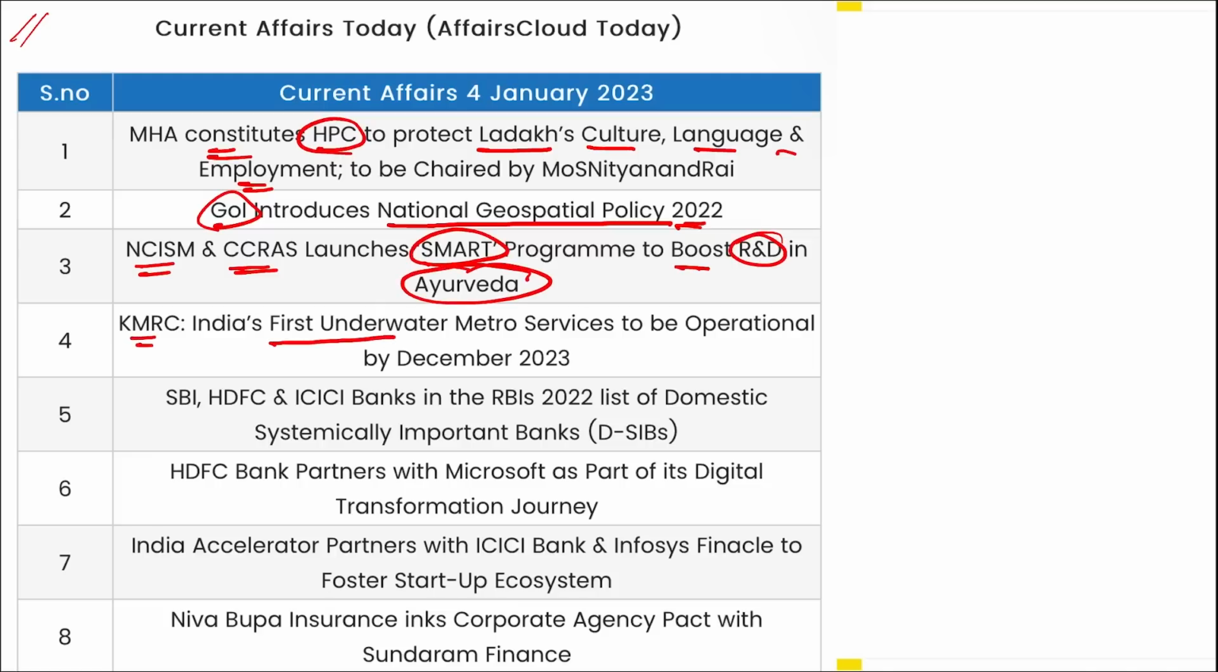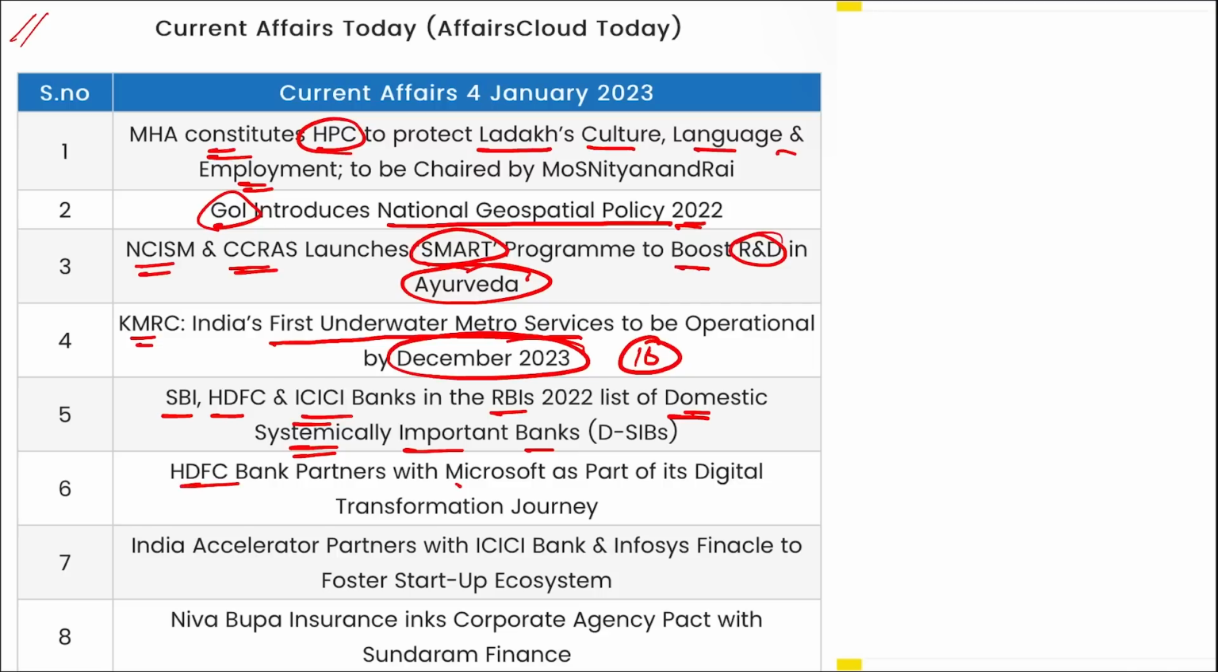KMRC, that is India's first underwater metro service, will be launched in Kolkata, West Bengal, by December 2023, and it will be almost 16 km long. SBI, HDFC, and ICICI Bank are in the RBI 2022 list of domestic systemically important banks.